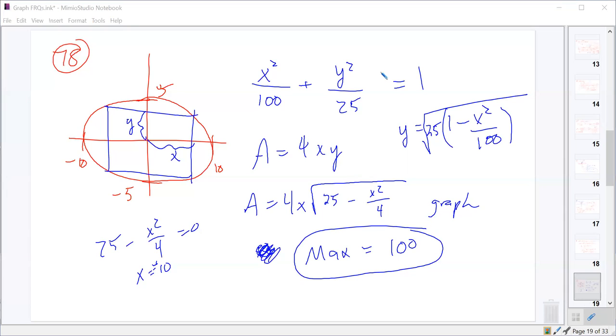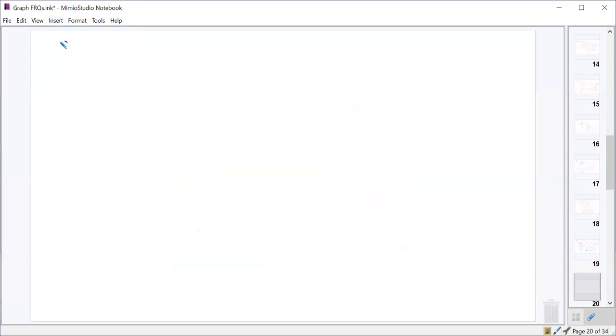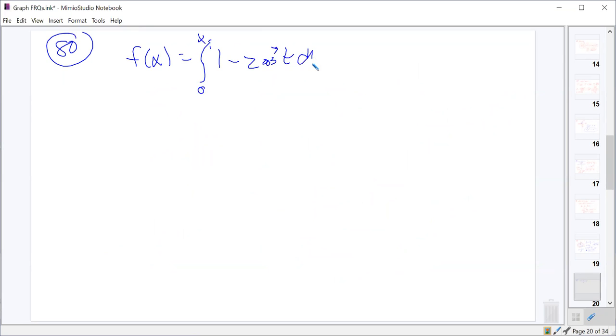All right, next one is 80. 80 says we got f of x is 1 minus the integral from 0 to x of 1 minus 2 cosine cubed t dt, from 0 to 2 pi. We want to know when is f increasing.